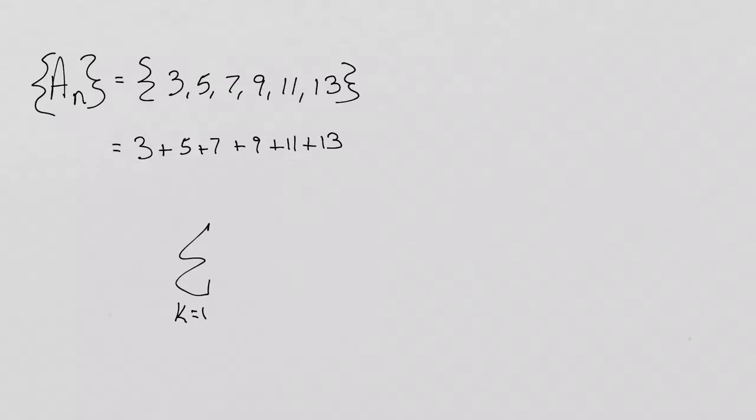So this is 1, 2, 3, 4, 5, and 6. So here I'd put 6. Next, I need my nth term equation. The way I do that is I'm going to use the formula a sub n equals a sub 1 plus n minus 1 d.